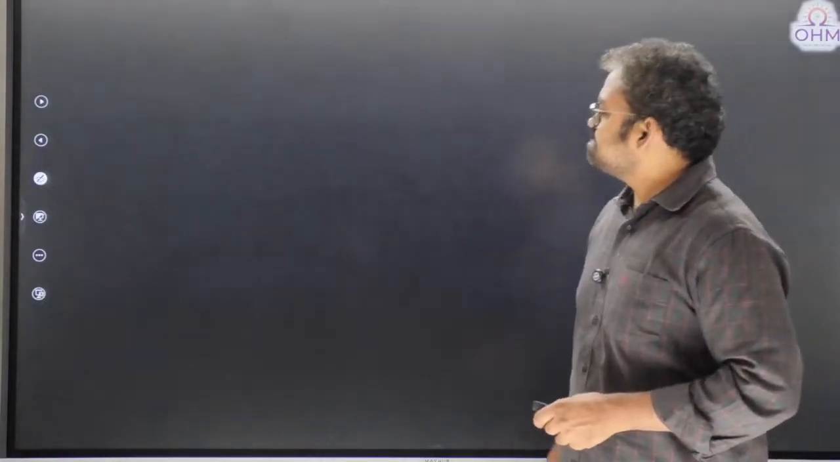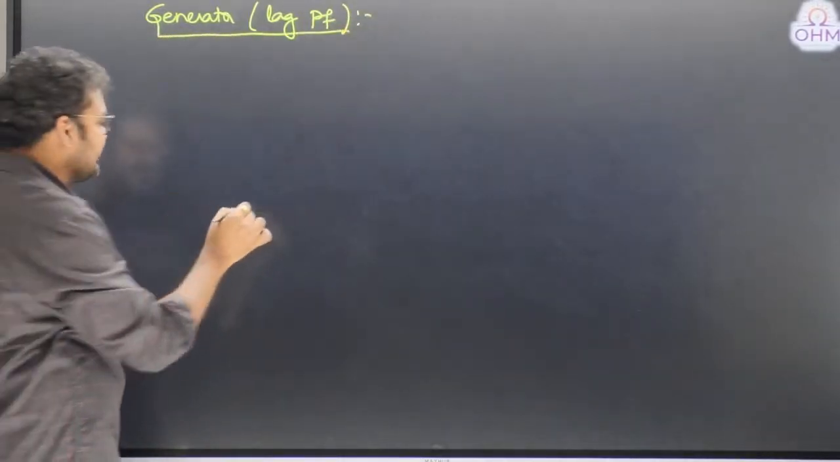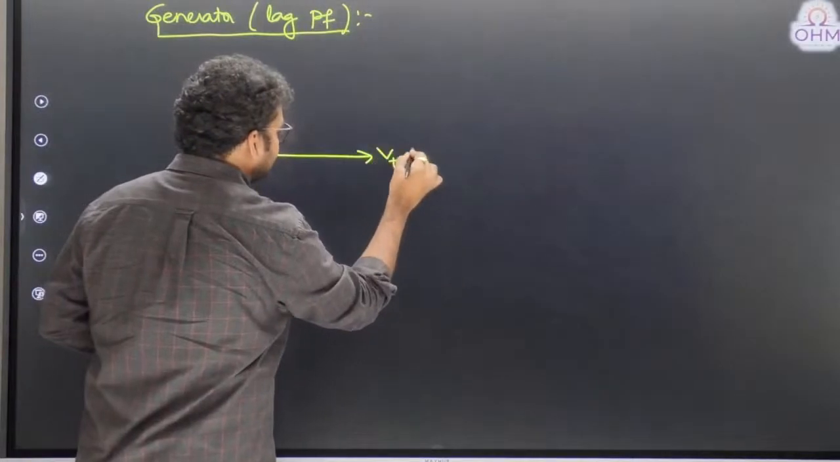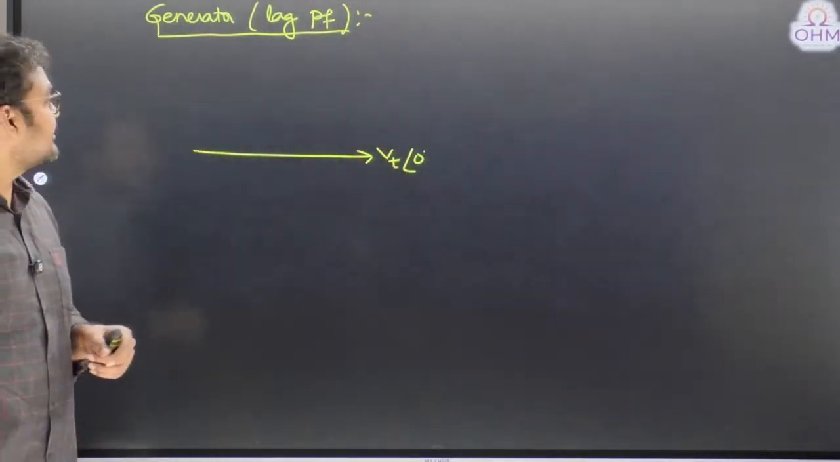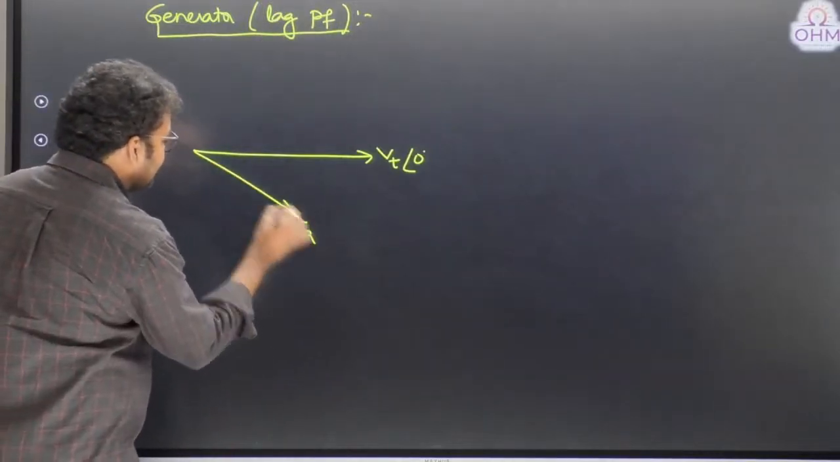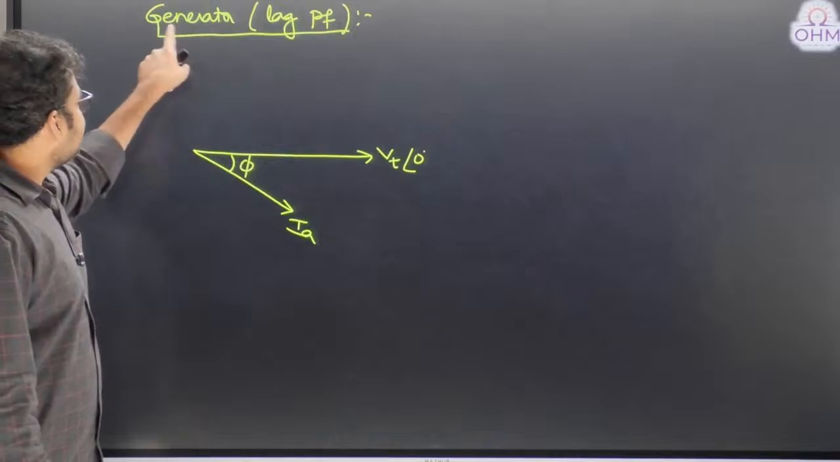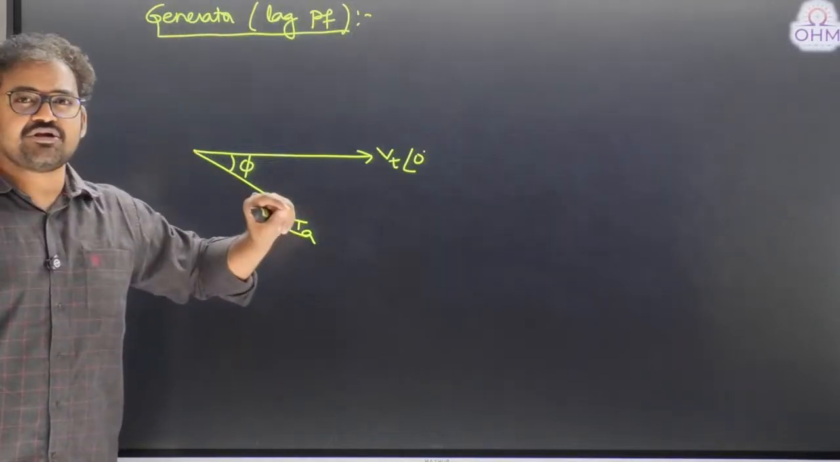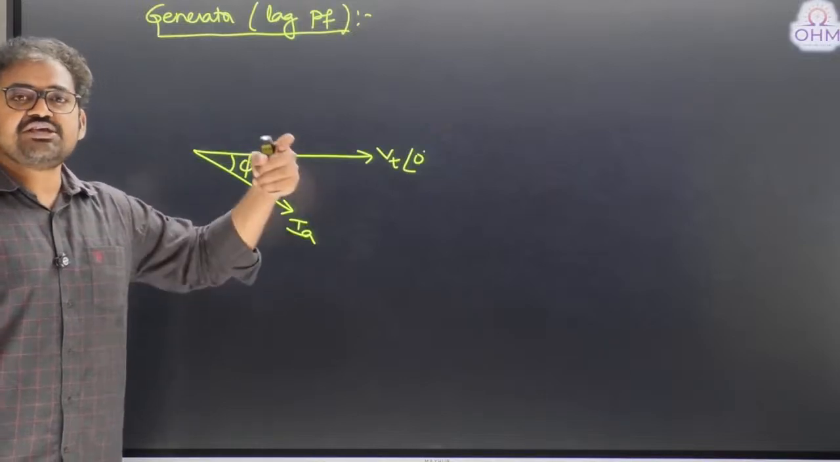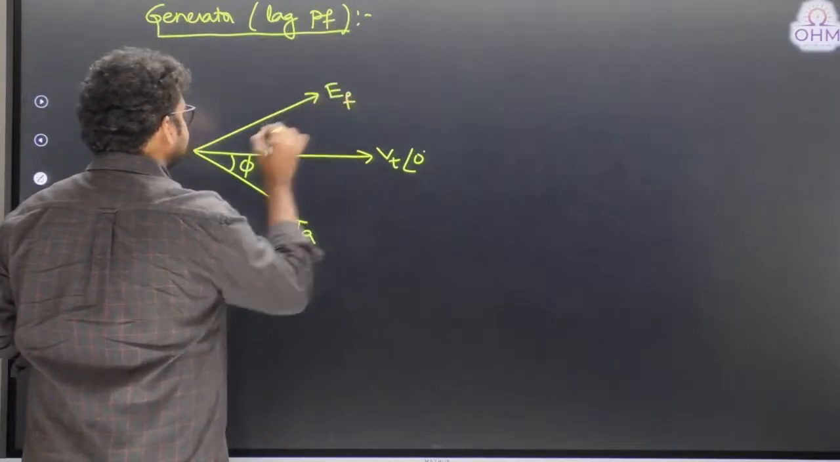Consider a generating machine, generator. I will consider lagging power factor first. Always take Vt as reference. Next, where is armature current? I said lagging power factor. So armature current was lagging the terminal voltage by a power factor angle phi. Next, where is EF? I said the machine is a generator. Very important this is: in a generator, induced EMF will always lead the terminal voltage by an angle delta.